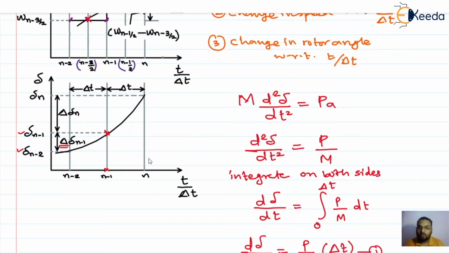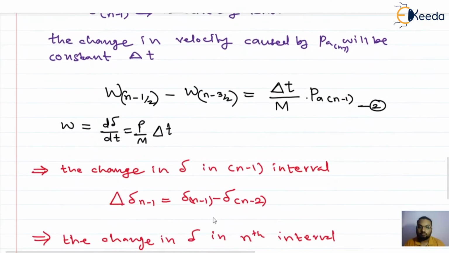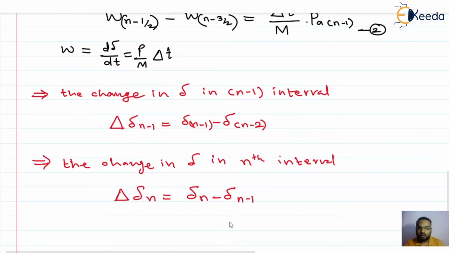Now the rotor angle corresponding to time interval n is nothing but delta n. If you want to get the change in rotor angle in this interval, that will be del of delta n. We can obtain this as the difference of these two, that is delta n minus delta n minus 1.